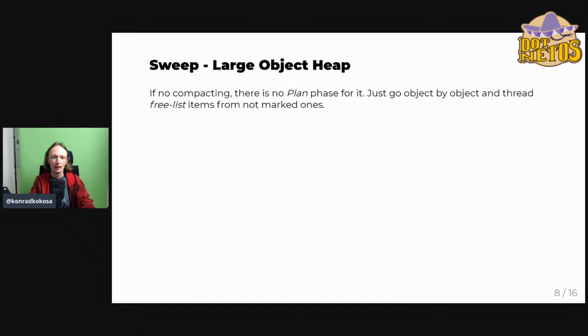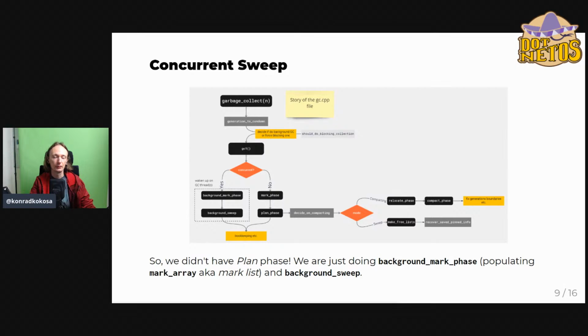Okay. So we have covered non-concurrent, and now we have concurrent sweep, which is the left part of this graph, which is all about the background mark phase. First of all, the most important finding: there is no plan phase. Maybe from the previous episode you may have the feeling that the plan phase is always there, in both the concurrent and non-concurrent flavors, but that's not the case. The correct way of saying it is that the plan phase is only for the non-concurrent. For the concurrent, we are not doing planning, at least now.